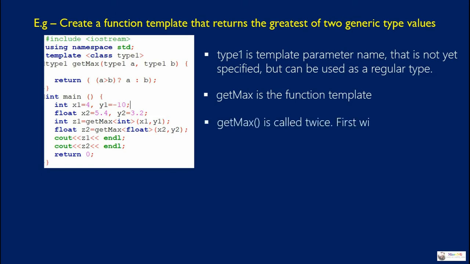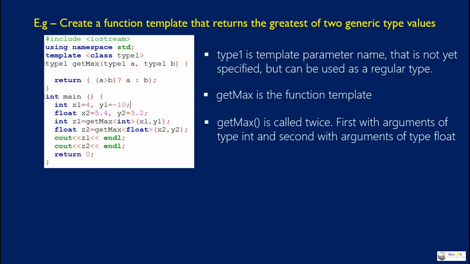getMax is called twice, first with arguments of type int and second with arguments of type float. So in the first getMax call, the data type for Type1 is int, and in the second getMax call, the data type for Type1 is float.